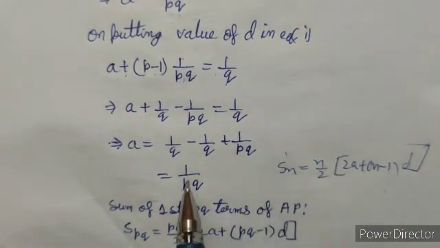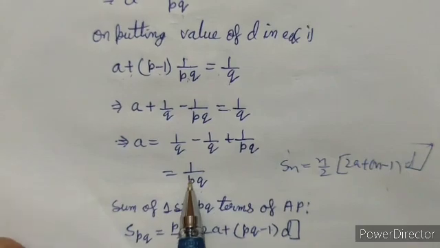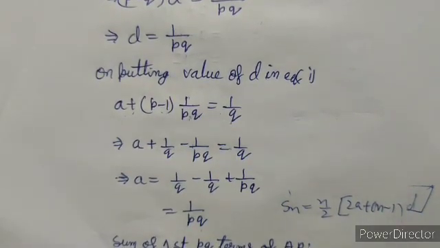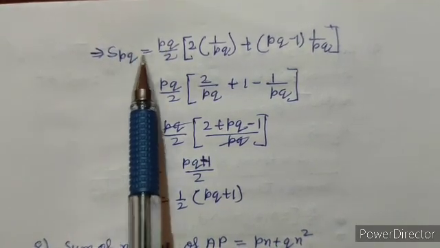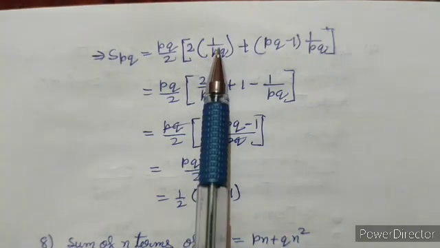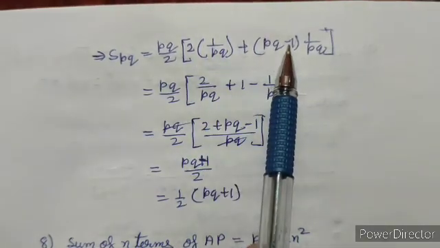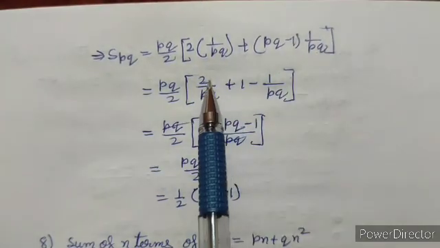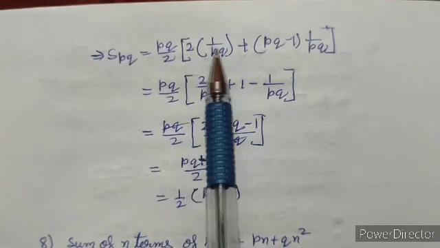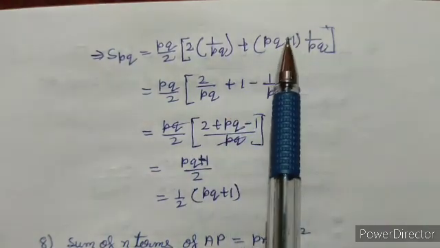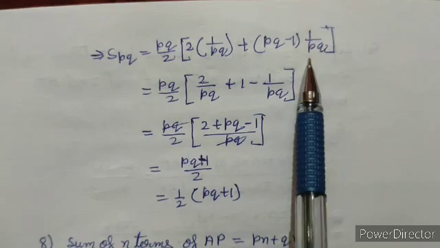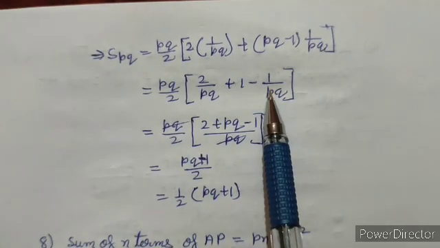As we know, the value of a was 1 upon PQ, and the value of d is also 1 upon PQ. So after putting the values of a and d, SPQ will be equal to PQ upon 2 into 1 upon PQ plus PQ minus 1 into 1 upon PQ, which will be equal to PQ upon 2 into 2 upon PQ plus PQ into 1 upon PQ will be equal to 1, and minus 1 into 1 upon PQ will be minus 1 upon PQ.